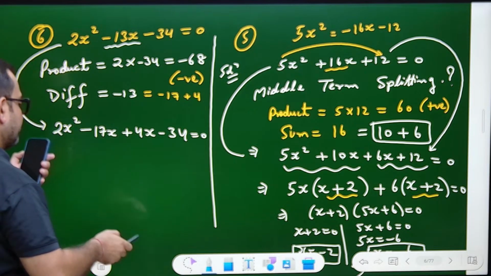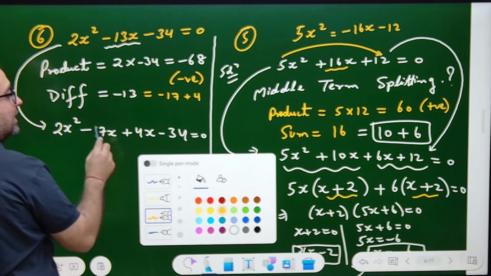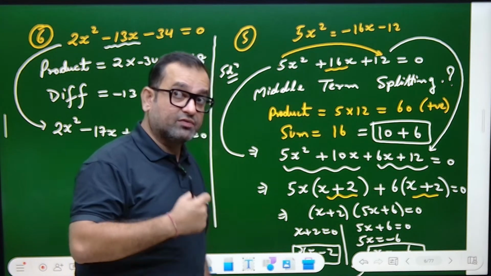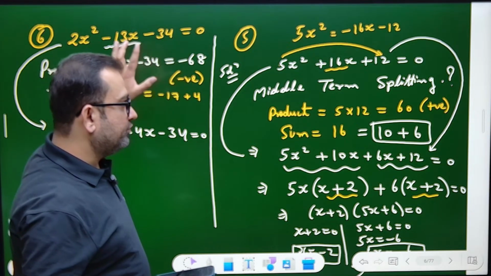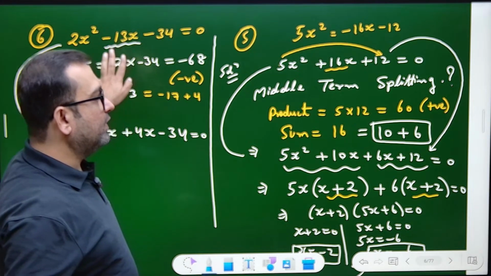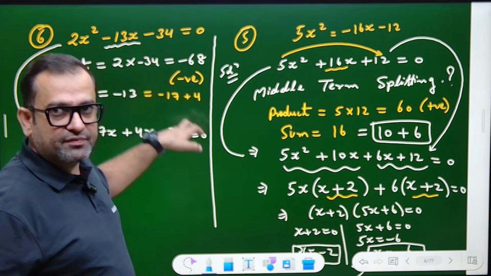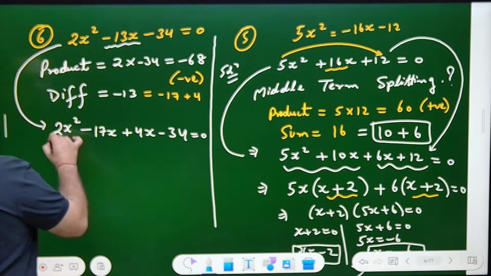If there is plus 13, I'll write plus 17 minus 4. We have to think of the positivity and negativity of the product, not the middle term. The product is negative, so I'll write the middle term as a difference. If the product is positive, I'll write the middle term as a sum. Okay, let's move forward.